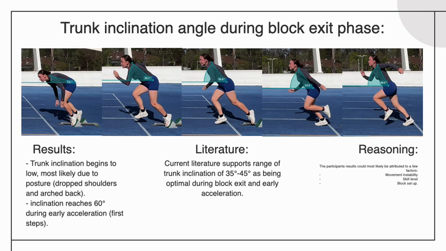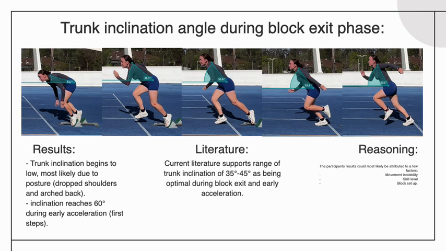Trunk inclination angle during the block exit phase. The results we got here were that the trunk inclination begins quite low, most likely due to the posture, dropped shoulders, and arched back. At the end of the exit phase, the inclination reaches around 60 degrees. So it goes from around 17 degrees to 60 degrees, a bit too high above that range that we talked about.